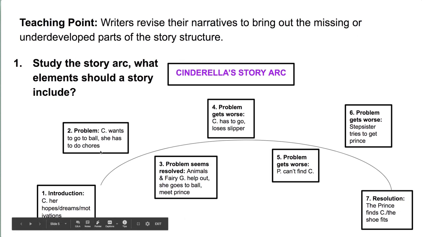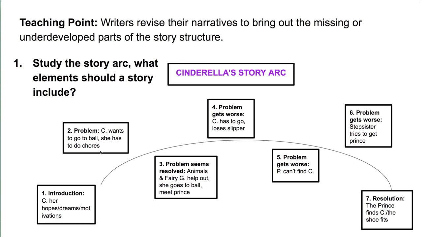Then we see the problem. She wants to go to the ball, but she's got to do these chores for her stepsister. Then we see the problem sort of getting resolved, right? This is something that's related to the problem. The animals help the fairy godmother out. She goes to the ball. She meets the prince. But then we see another thing that's related to the problem. The problem is getting worse. Cinderella has to leave the ball. She loses her slipper. And then, if you can believe it, the problem gets even worse. The prince can't find Cinderella.